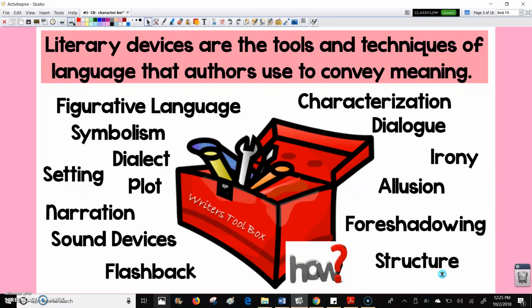When we talk about how an author does something, we are once again talking about their literary elements, devices, or techniques. Just like a construction worker has a toolbox, an author has a toolbox, but instead of wrenches and hammers and screws, for a writer it is the different writing techniques you can use, like figurative language, setting, plot, narration, dialogue, and in this case, characterization.